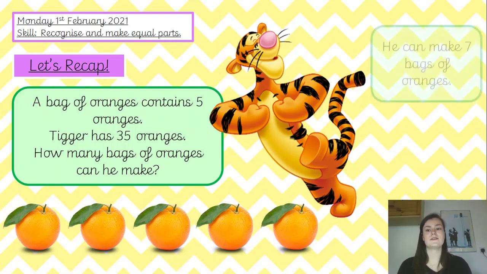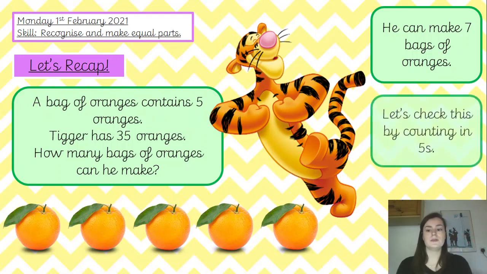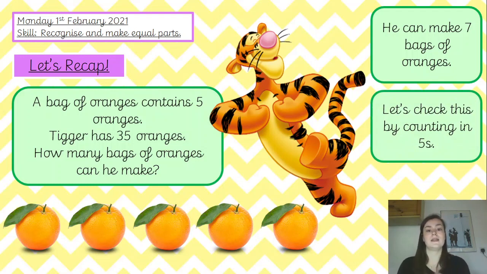Okay, well done. So he can make 7 bags of oranges. So you might have had your 35 oranges and put them into groups of 5 to see how many you could have made. Or of course, we could have checked by counting in our 5s. So let's have a go together. Are you ready? Okay, 5, 10, 15, 20, 25, 30, 35. So Tigger could have had 7 bags of oranges. Well done if you got that right.